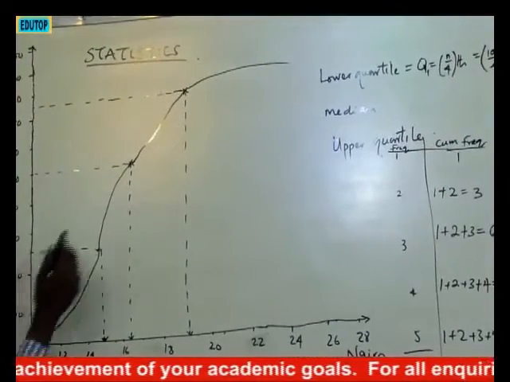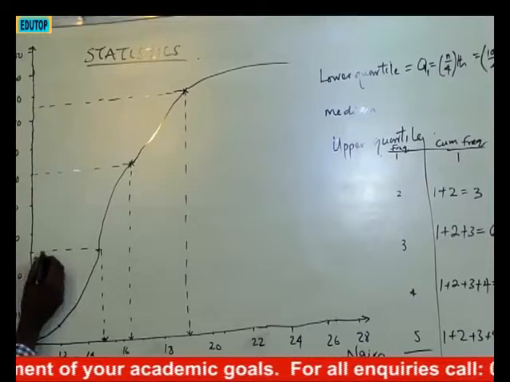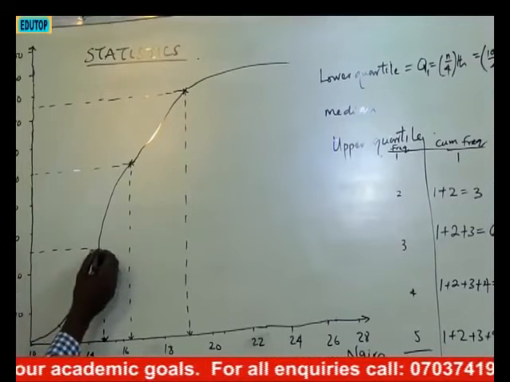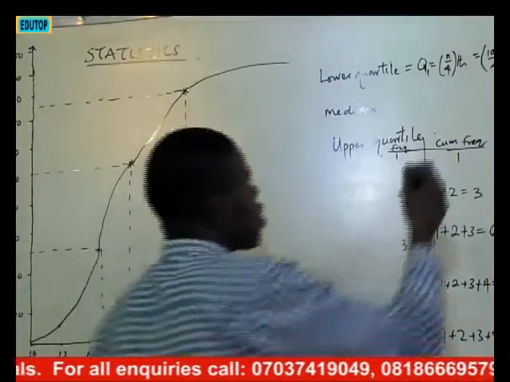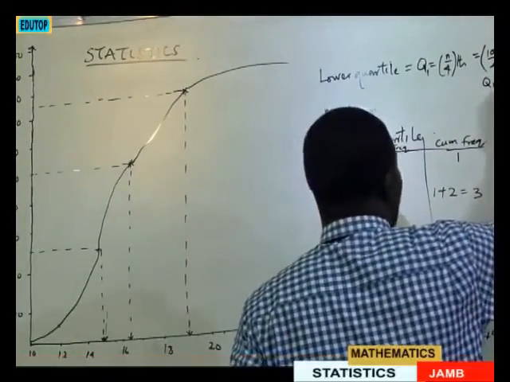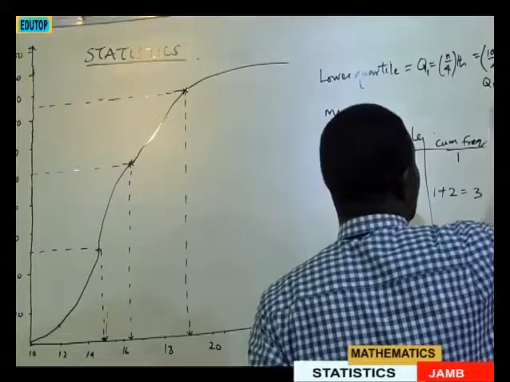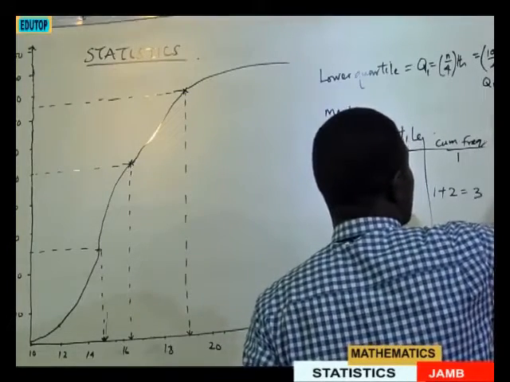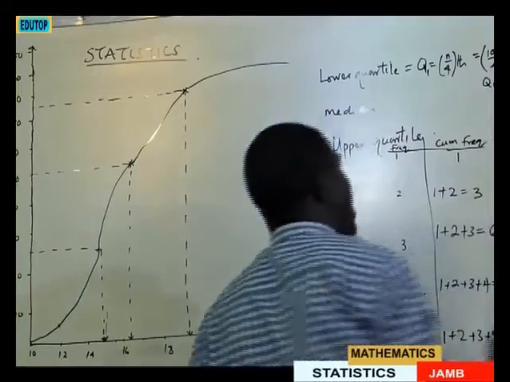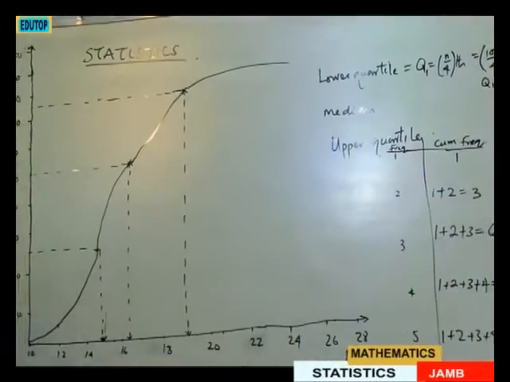So by the time you trace it, that was what I was saying initially. You trace that mark using your ruler to this point, then you trace it down, and that will be 15. That means your Q1 here will be 15 naira. So that's your answer.